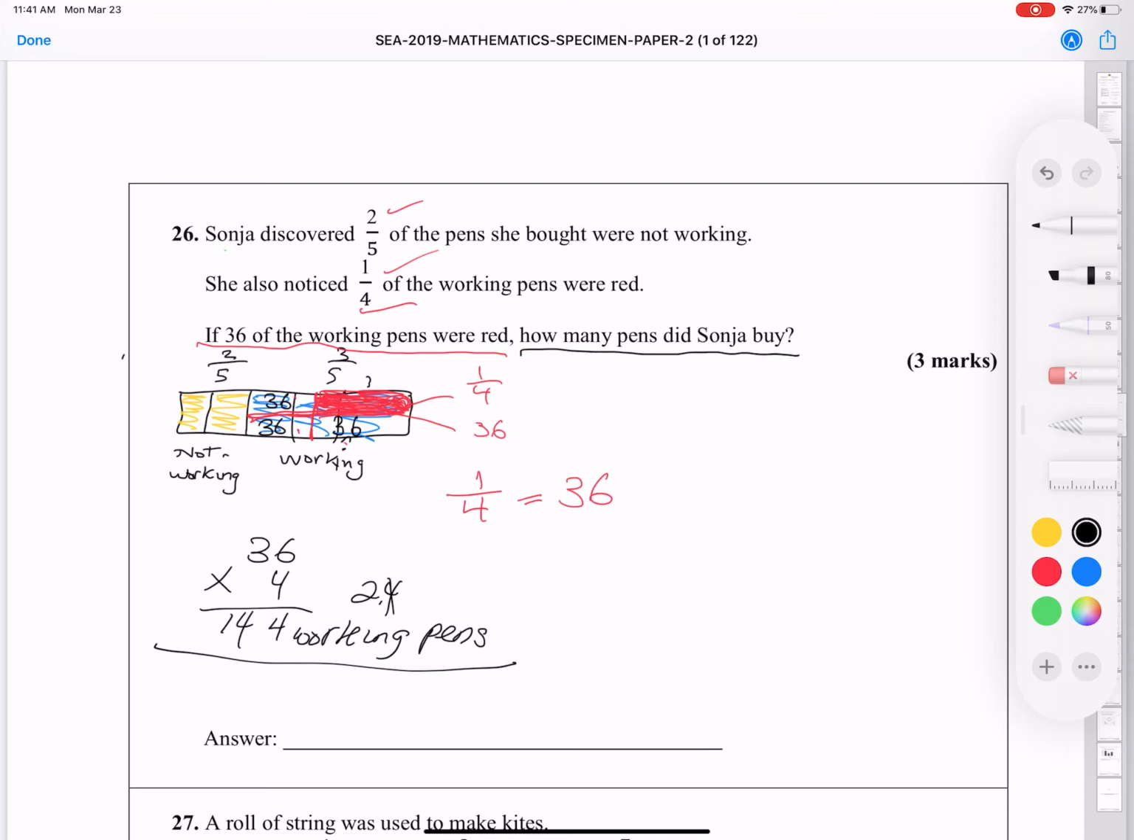Great. Do you remember that this section of our diagram represents 3/5? And this section also represents the working pens, which we now know how many there are. It means that 3/5 equals 144. 3 over 5 equal 144. So let me draw a separate diagram to show 3/5 equal 144.